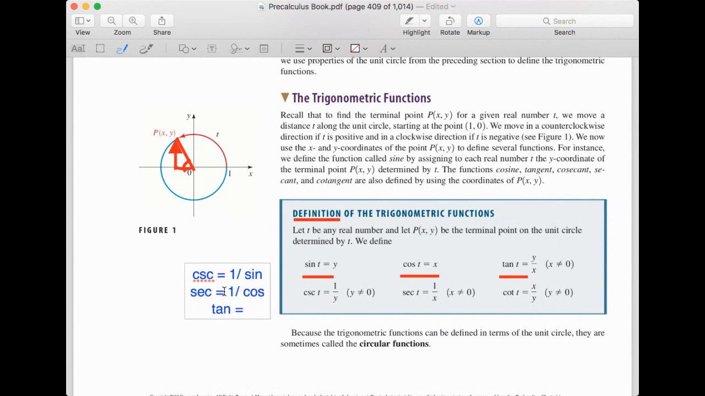Cotangent equals 1 over tangent. I'm just not writing the angle, but the angle has to be the same. If we use a t, this would be cosecant t equals 1 over sine t. And secant t will be 1 over cosine t. Cotangent t would be 1 over tangent t. That's how it is defined.